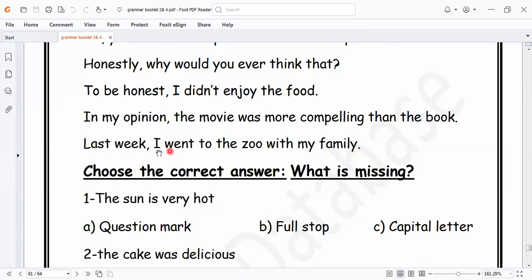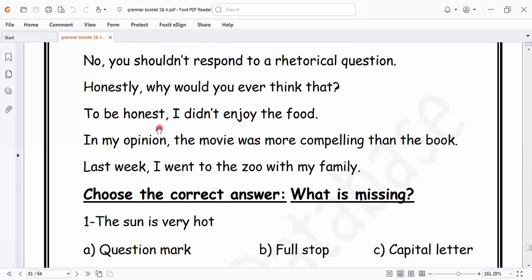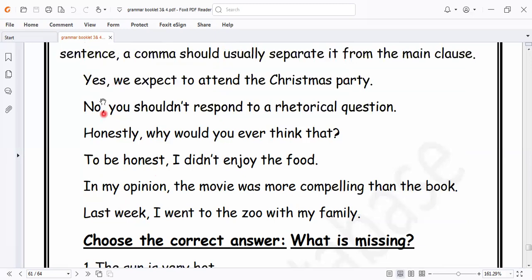We can say last week, I went to my grandparents, for example, and I met my cousins and I bought some chocolates and candies and so on. Okay, here we have last. Here we have before last, but after last we must follow with a comma like this. In my opinion, comma like this. To be honest, comma like this. Honestly, no and yes. It's important to have a comma after yes or no.